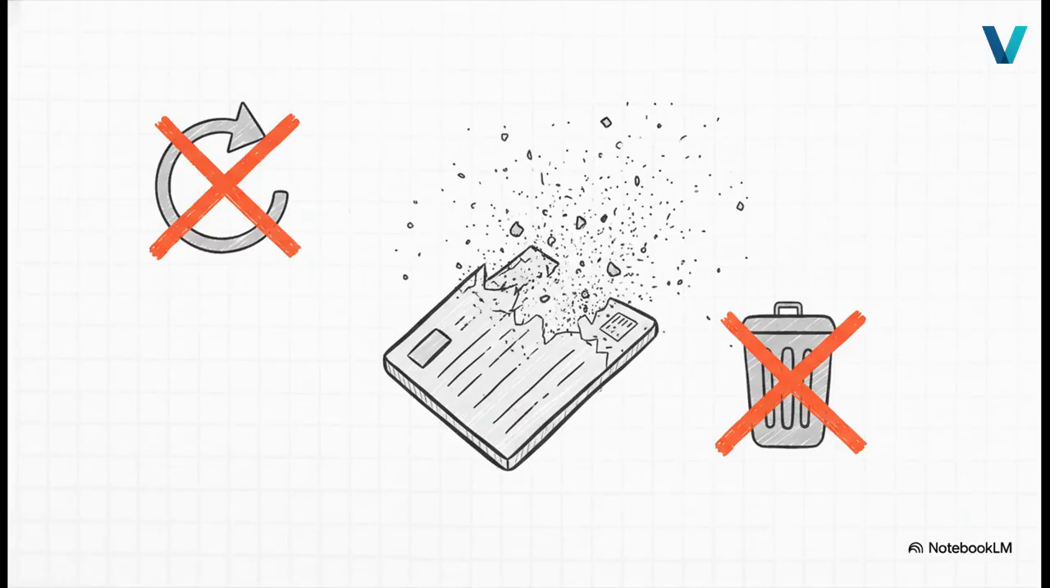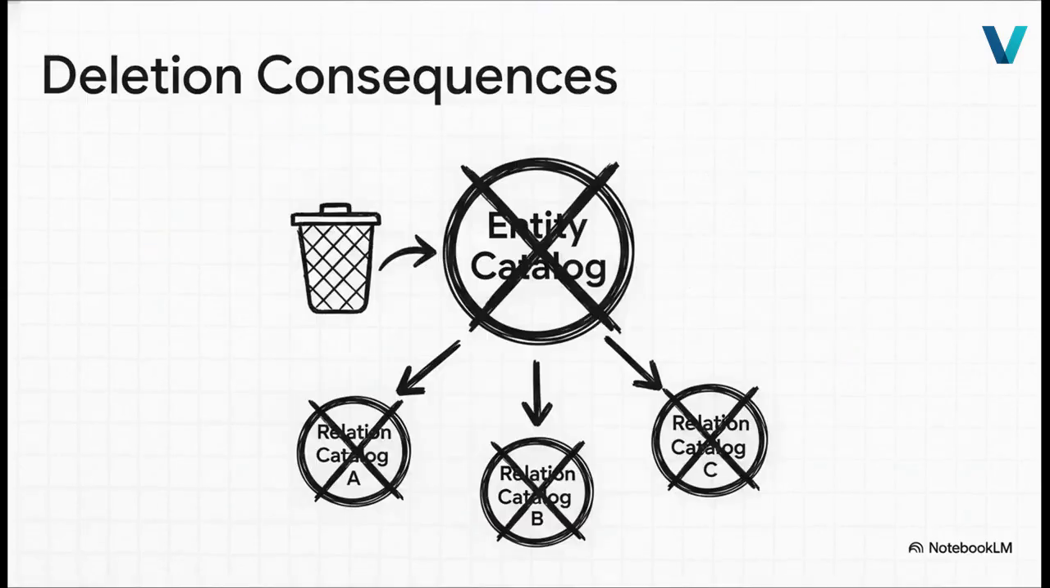And let me be perfectly crystal clear about this. Deletion is final. There is no recycle bin. There is no undo button. Once a catalog is gone, it is gone for good. And it's not just the data in that one catalog you lose. Vistalyn will also automatically delete any relation catalogs. Remember, those are the verbs that depended on it. This is like a cascading effect, and it's something you absolutely have to be aware of before you confirm.